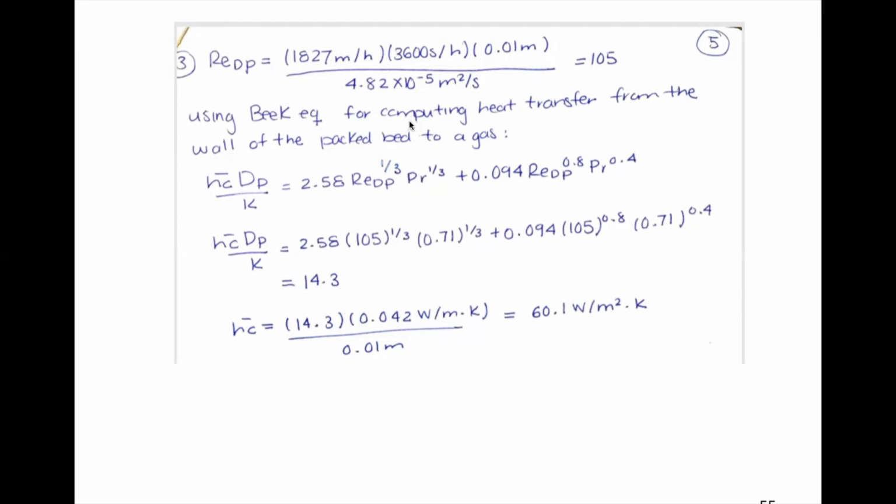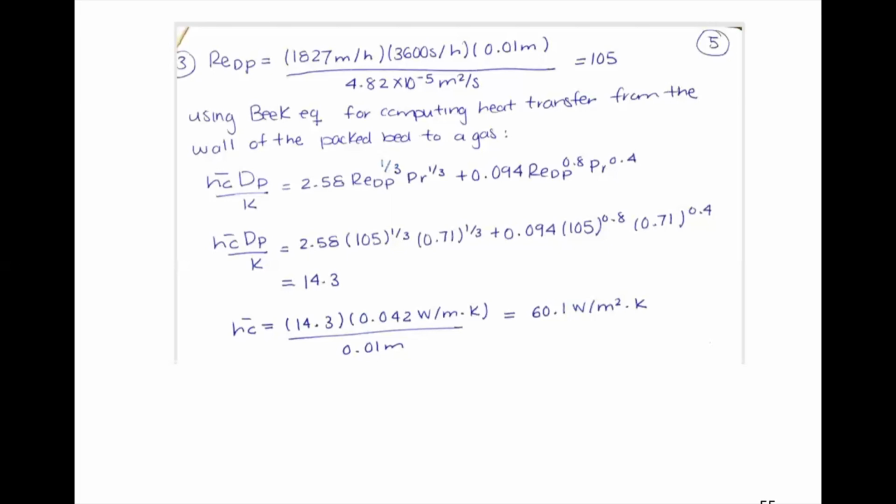Using the Beek equation for computing heat transfer from the wall of the packed bed, we have the Reynolds, we have the Prandtl, so we have everything. So we just plug in numbers and get h times dP over k of 14. In order to have the convective heat transfer coefficient h, I'm going to multiply this by k and divide it by dP, because that's what the equation shows, right? So I get a convective heat transfer coefficient of 60.1 watts per meter squared Kelvin. So again, this is an example in your textbook. You can follow it there.